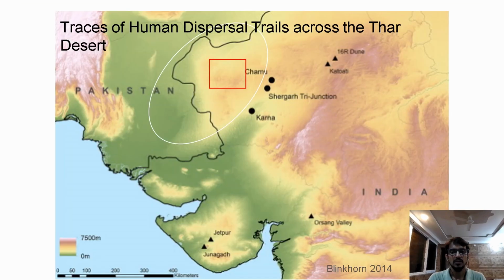Okay, so this is a closer view of the same picture. In the Thar Desert, there are multiple sites on the eastern margin, and there are many here in the Indus also. But the interior of the Thar Desert has very few sites. So here our focus is this red square.